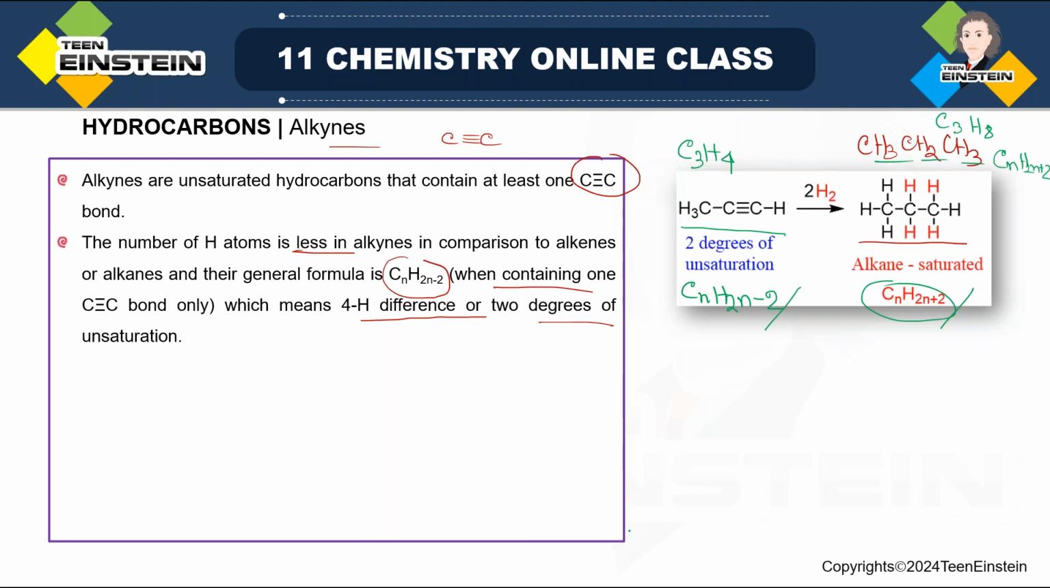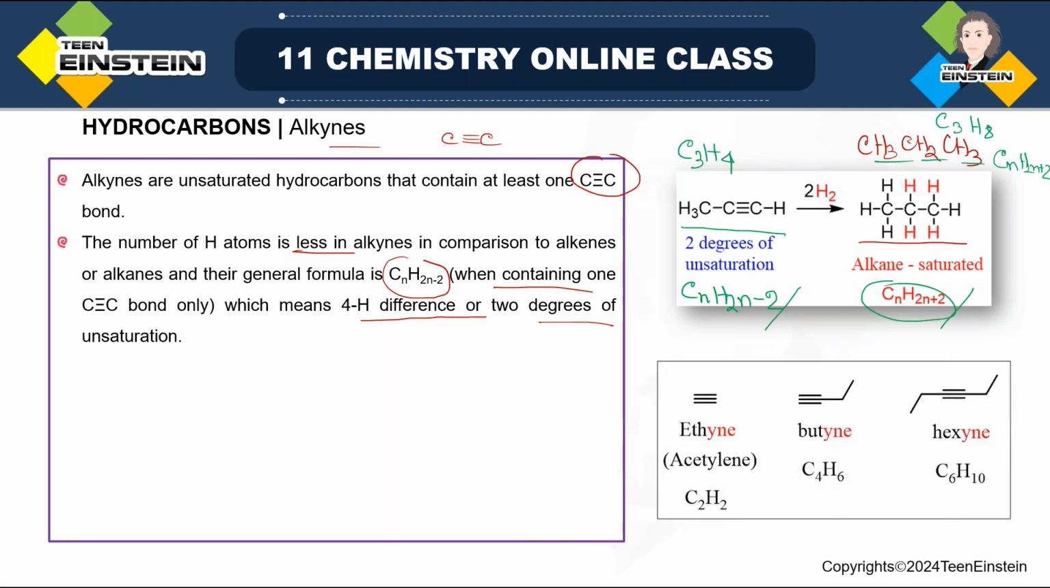But if you simply compare with alkene, where one unsaturation is already present, then the difference is only 2 hydrogen, and you can call it 1 degree of unsaturation. But if you compare with alkane, it is a 4 hydrogen difference or 2 degrees of unsaturation.